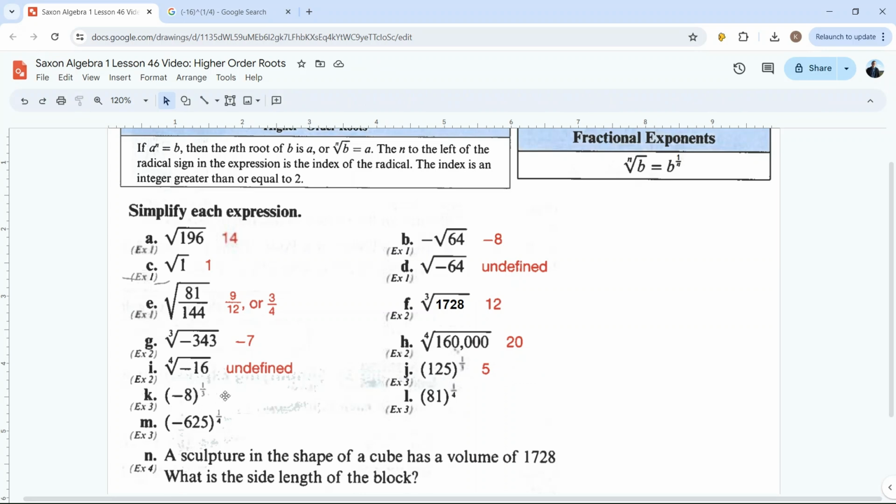Can we do a cube root of negative 8? Yes. 2 times 2 times 2 is 8. Negative 2 times negative 2 is 4, times negative 2 is negative 8. Negative 2 is the answer here.